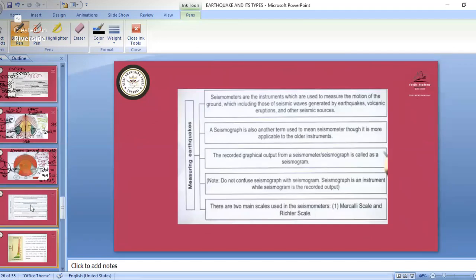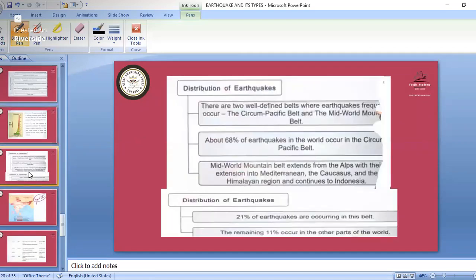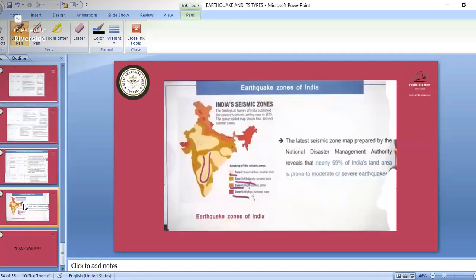Then all those scales we have seen: Richter scale, Mercalli scale, all those scales. Now distribution of earthquakes also we have seen. In the distribution of earthquakes, we'll see the distribution of earthquakes in India. Here, earthquake zones are given. So why are we talking about this part? Because questions have been asked on which earthquake zone a particular state falls in.